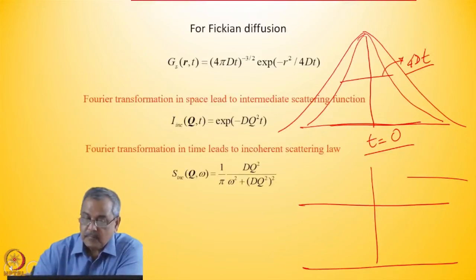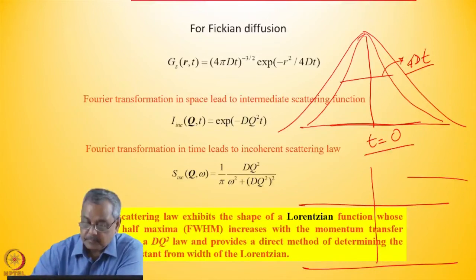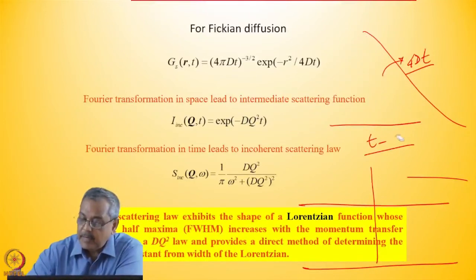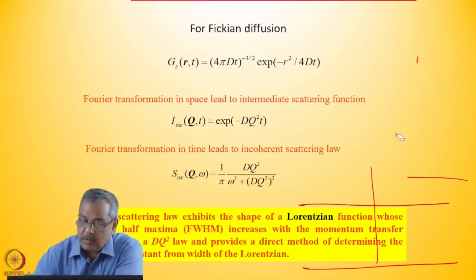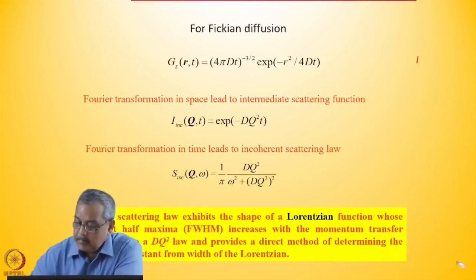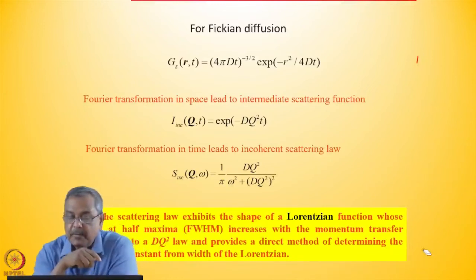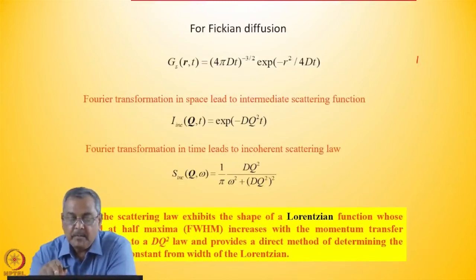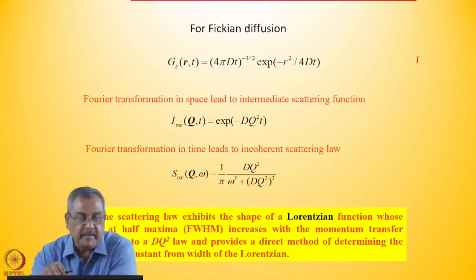Now let me come to the Fourier transforms, because I need I(Q,t) and S(Q,omega). Please note that for this expression, e to the power minus r square by 4Dt, G(r,t), I can do a Fourier transform over space.